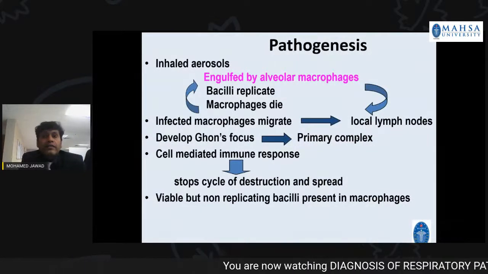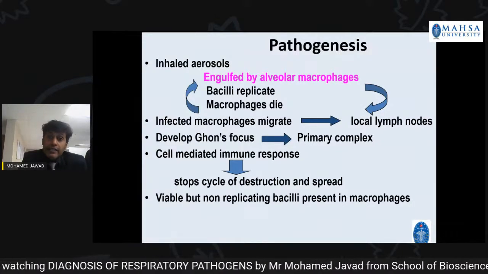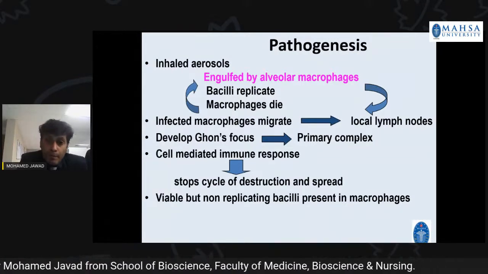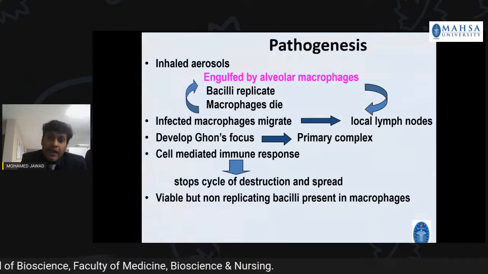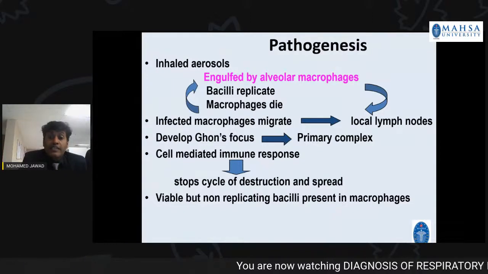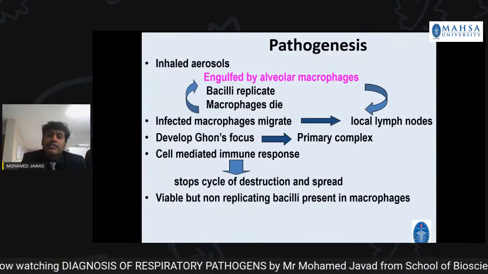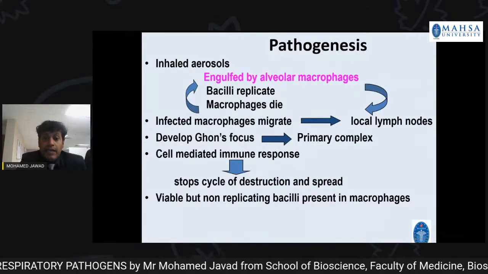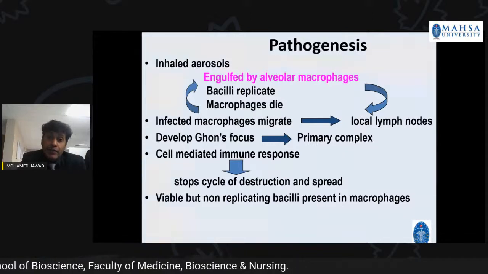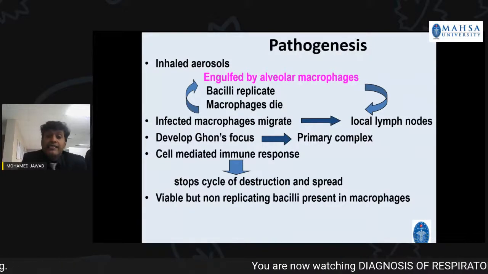And the pathogenesis of this Mycobacterium is through inhalation. The inhalation will reach the lungs, where the alveolar macrophages engulf the bacteria, then the bacilli replicate within the macrophages. Later the macrophages die, then infected macrophages migrate into the local lymph nodes. It will cause the Ghon focus. The Ghon focus is a pleural abscess in the apex of the lung, and it will lead to a primary complex forming, and our cell mediated immunity will be activated and stop the destruction cycle and the spread.